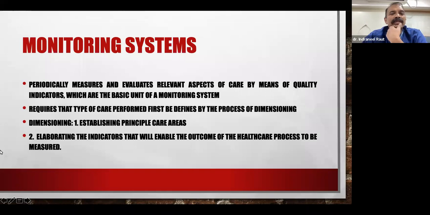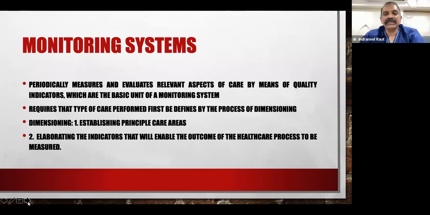So the monitoring system periodically measures and evaluates relevant aspects of the care by means of quality indicators, which are the basic unit of a monitoring system. And what they require is, first, we define by the process of dimensioning. And what are the aspects of dimensioning? Establishing the principal care areas, and elaborating that the indicators will enable the outcome of the healthcare process to be measured.